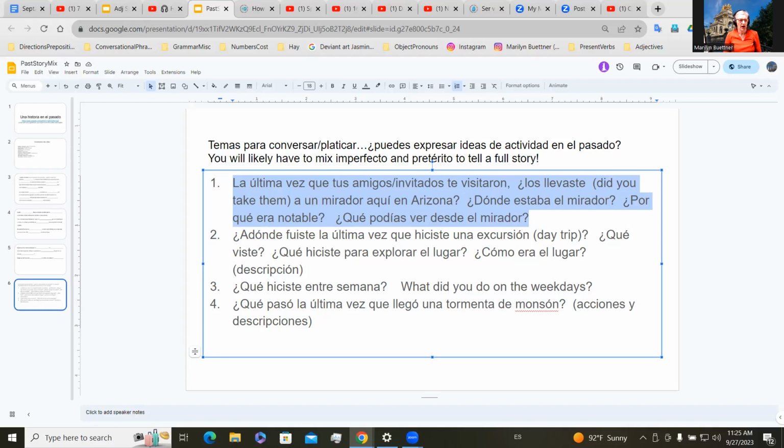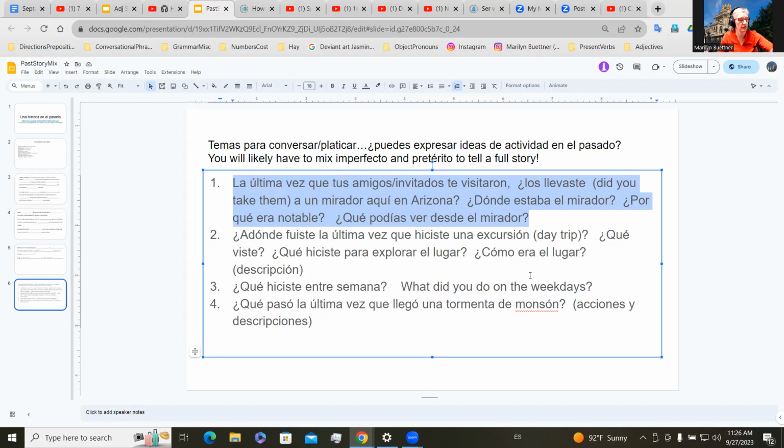Okay. Buen ejemplo. Una vez, mi esposo y yo llevamos a un amigo a la cima de la montaña de Four Peaks. Y el mirador desde la cima, from the summit, desde la cima de Four Peaks, Cuatro Picos, ¿sí? Se puede ver todo. Puedes ver Mesa, puedes ver Phoenix, todo. Muy bien. Hay otra cosa, sí, de un mirador.